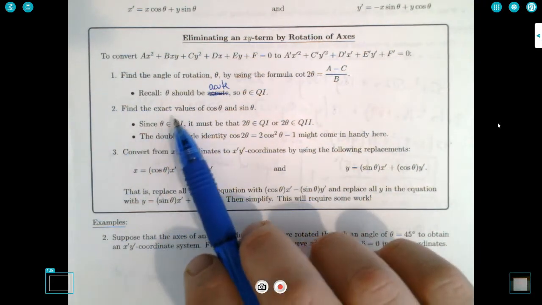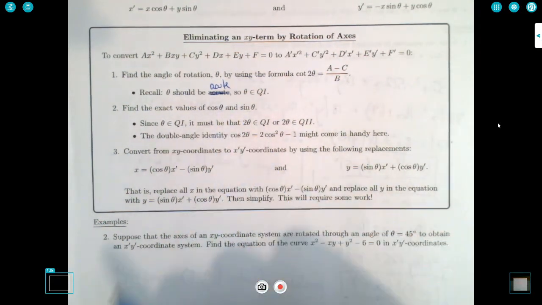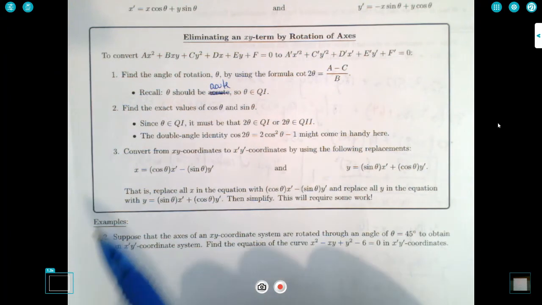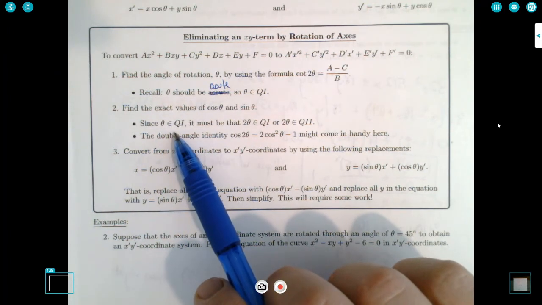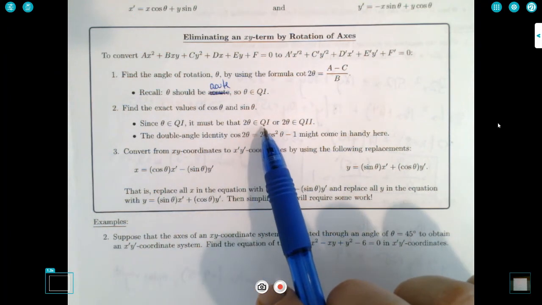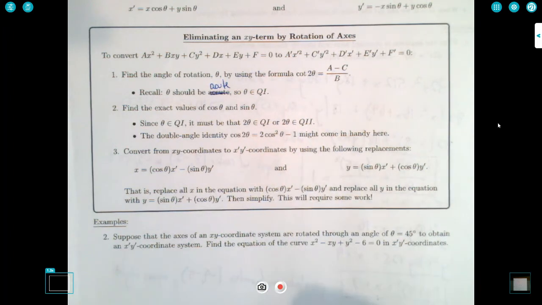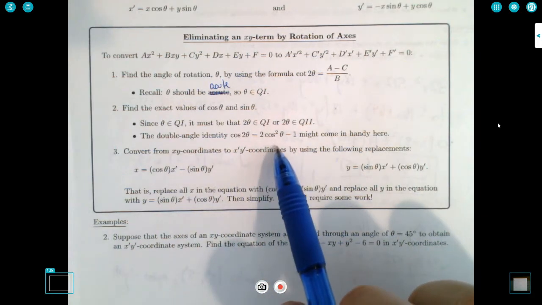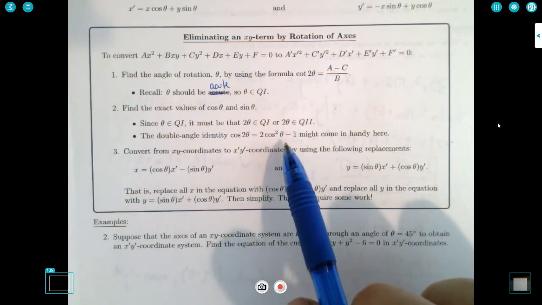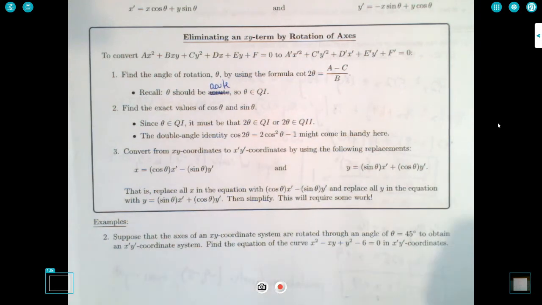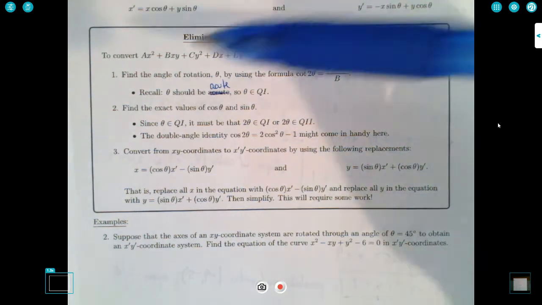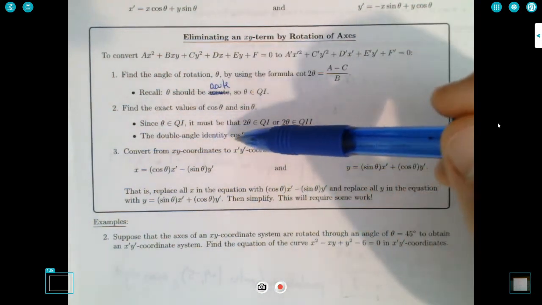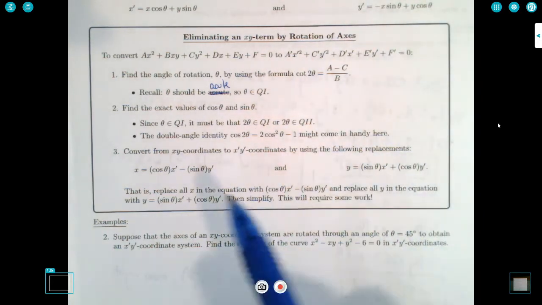Then we're going to want to find the exact values of cosine theta and sine theta. Since theta is in quadrant 1, it must be the case that 2 theta is in quadrant 1 or quadrant 2. And the double angle identity cotangent 2 theta equals 2 cosine squared theta minus 1 might come in handy here.